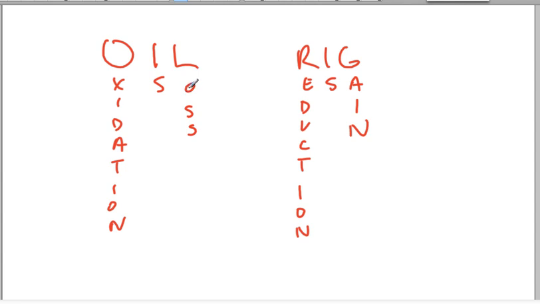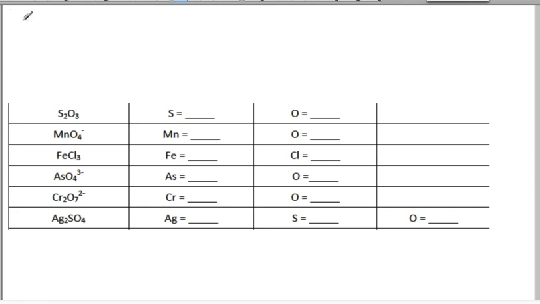One key thing they ask about is what is oxidation, what is reduction? An easy way I remember it is oil rig. Oxidation, oil means oxidation, is loss of electrons. Reduction is gain of electrons. So if you remember oil rig, it makes it really easy to do a redox reaction.